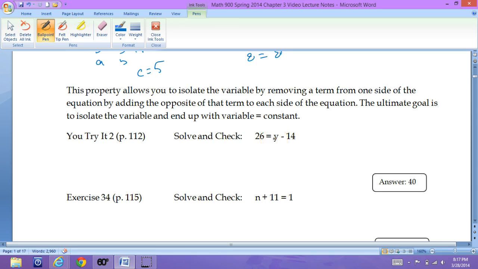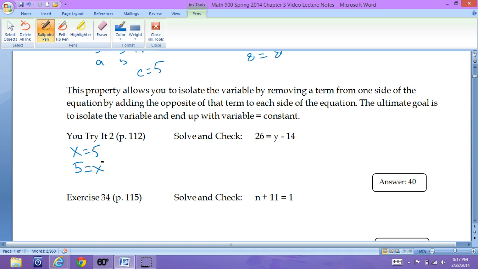So here's the thing. A lot of algebra students want the variable to be on the left-hand side, but it doesn't matter if the variable is on the left-hand side or the right-hand side. In a quick example, if I tell you that x equals 5, well, doesn't that also mean that 5 equals x? Okay, so they mean the same thing, so it doesn't matter.